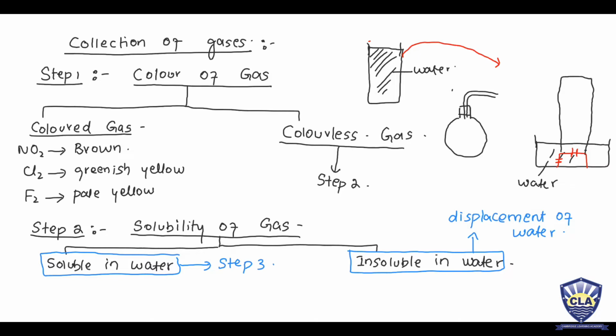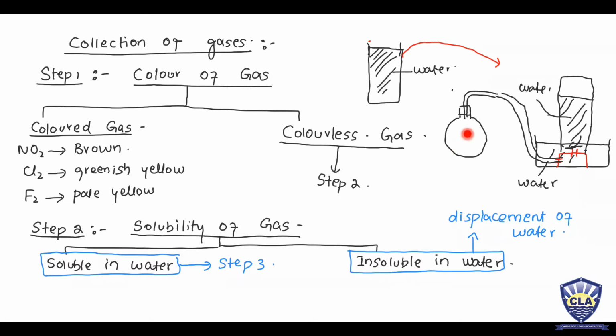So what would happen? The water level will drop and it will remain at a particular position up here like that. So the water is present up here. So this is the water. Now the place from where the gas is being produced, just put it up there like that. So what would happen?